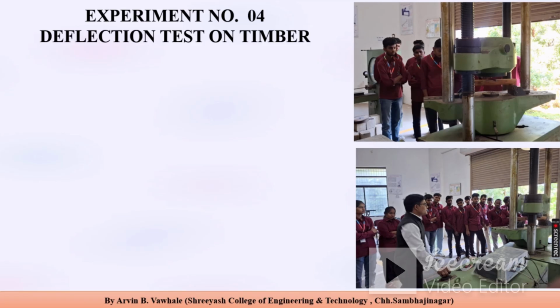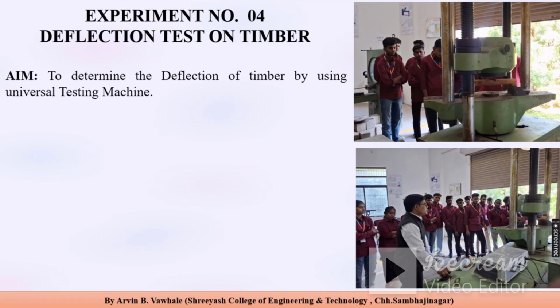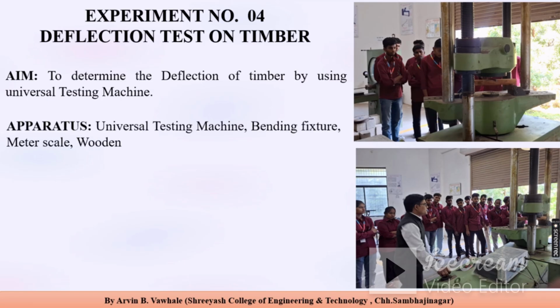Experiment number 4, deflection test on timber. Aim: to determine the deflection of timber by using a universal testing machine. Apparatus: universal testing machine, bending fixture, meter scale, wooden beam.